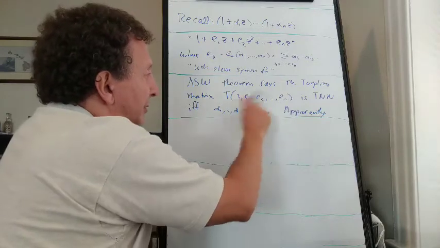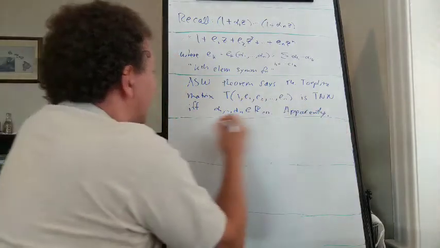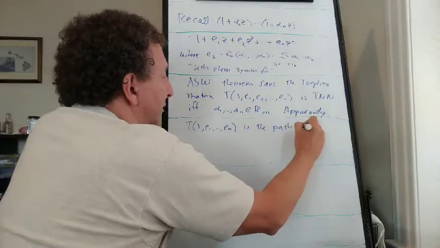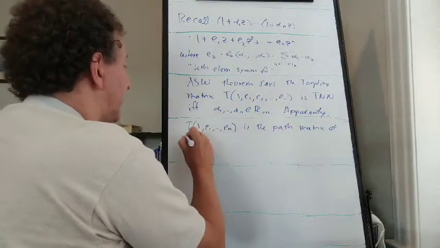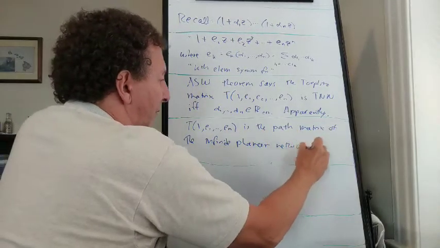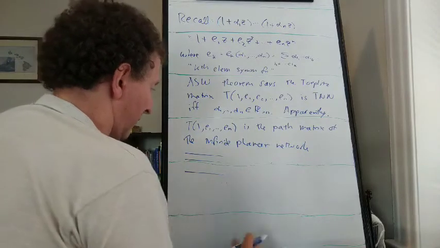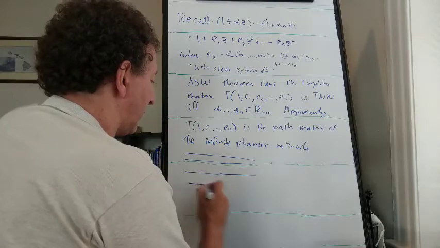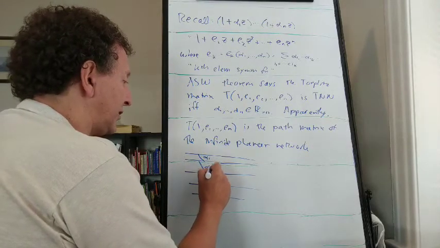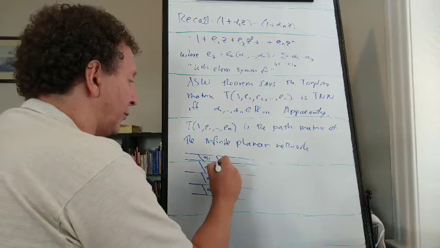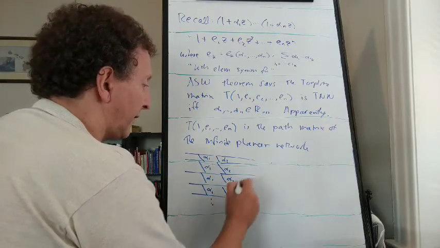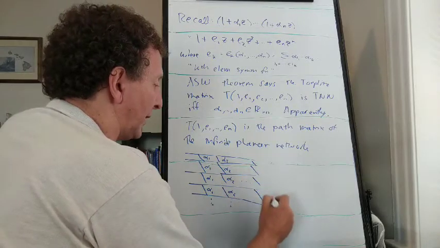Aissen-Schoenberg-Whitney didn't say this, but using what we know about Toeplitz matrices, this Toeplitz matrix is the path matrix of the infinite planar network where we have horizontal edges weighted 1, diagonal edges weighted α1, and then more diagonal edges weighted α2, etc. And finally more diagonal edges weighted αn.